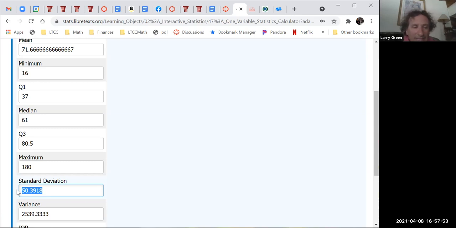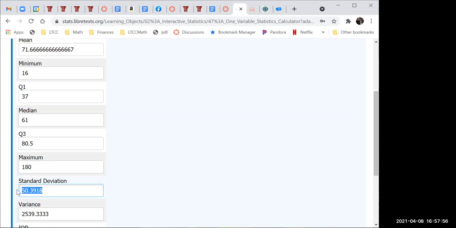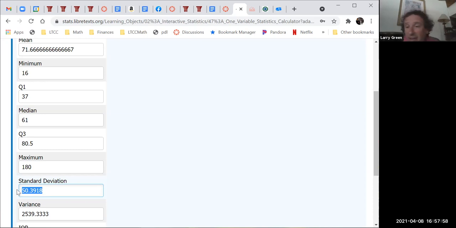Yeah, you think it's big? It's pretty big. 50 units is a lot of units, right? 50 units is more than a year of full-time student. Does that make sense? So we do have a big standard deviation for this sample.